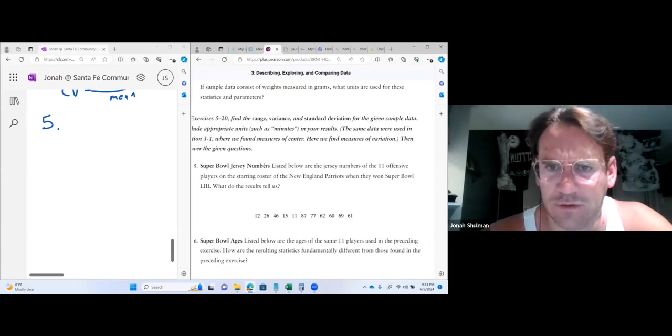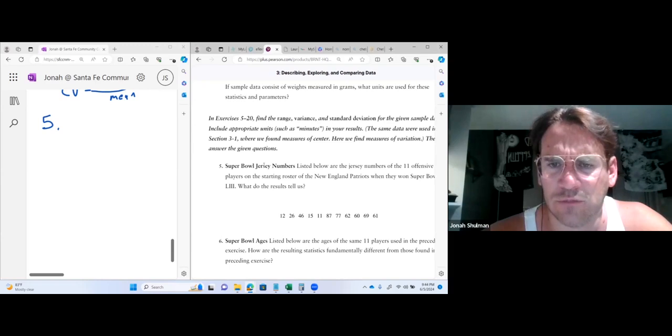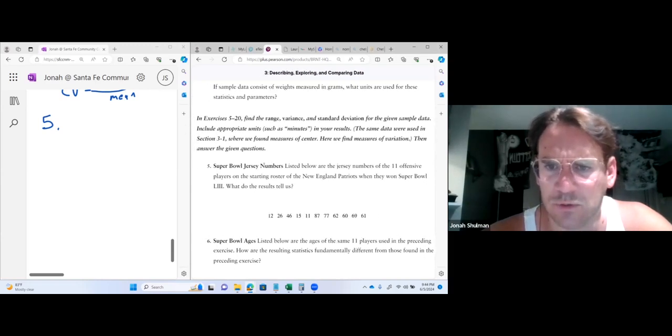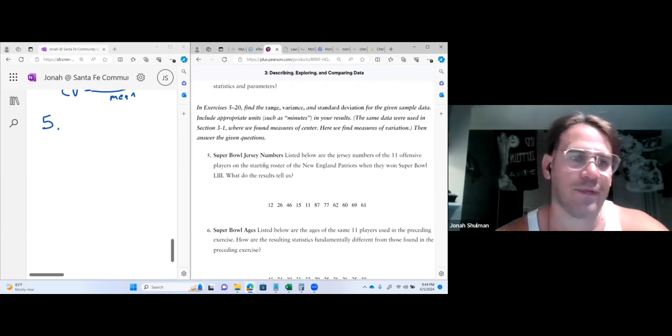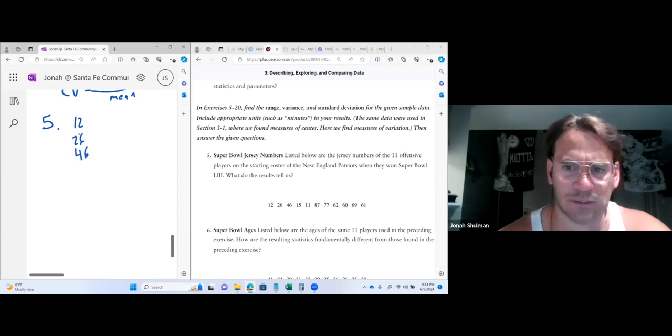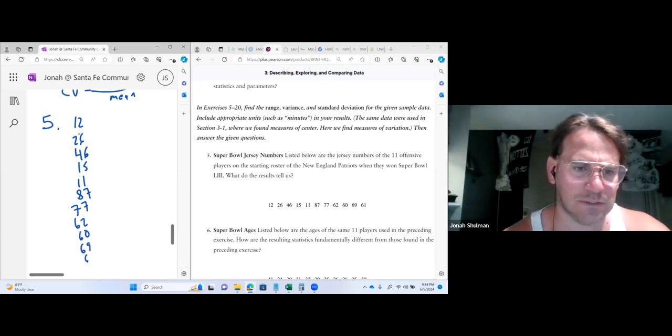Number 5. Find the range, variance, and standard deviation. Include the appropriate units such as minutes in your results. Super Bowl jersey numbers. Oh, it's like the same thing we did before. Cool. So here we have them: 12, 26, 46, 15, 11, 87, 77, 62, 60, 69, and 61.